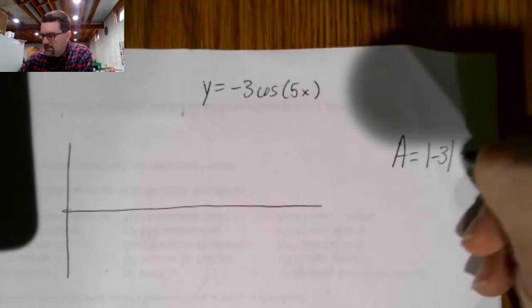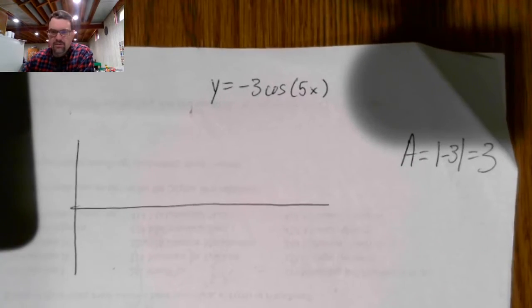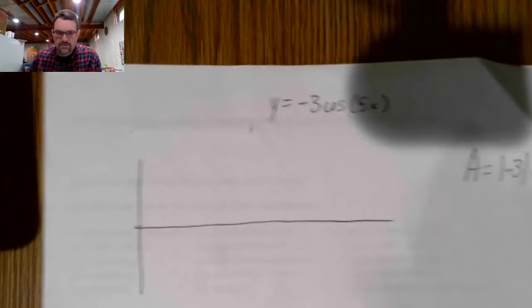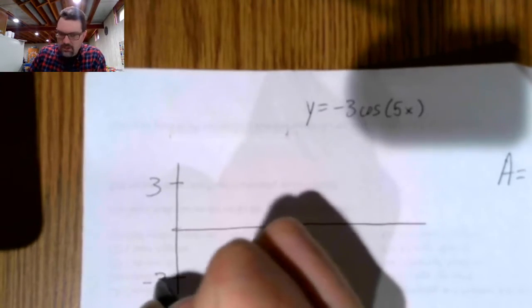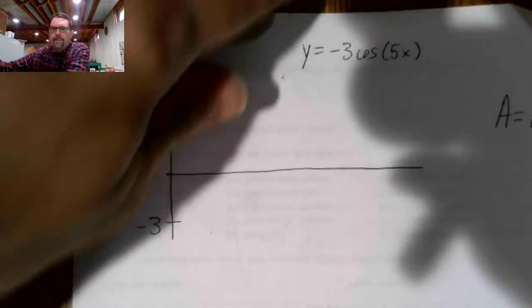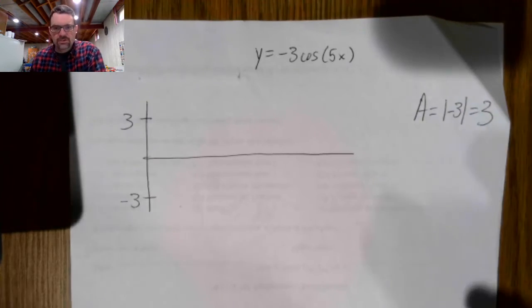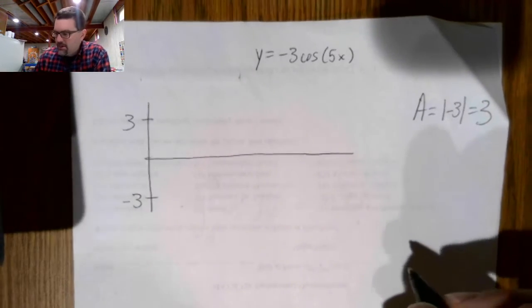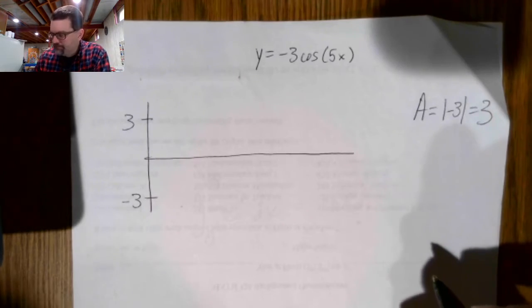Alright, first off, amplitude, well, -3. We do the absolute value of that to get the positive number, so that's 3. And that allows us to just do 3, -3 on the axes. Maybe we just need more distance. Alright, on the vertical axis. So that's done. So now it's a matter of finding our 5 key points.